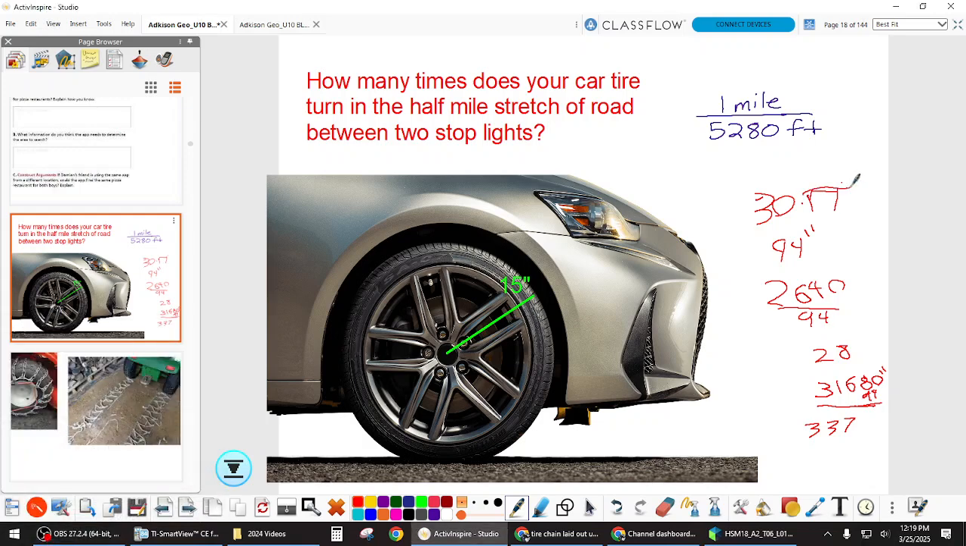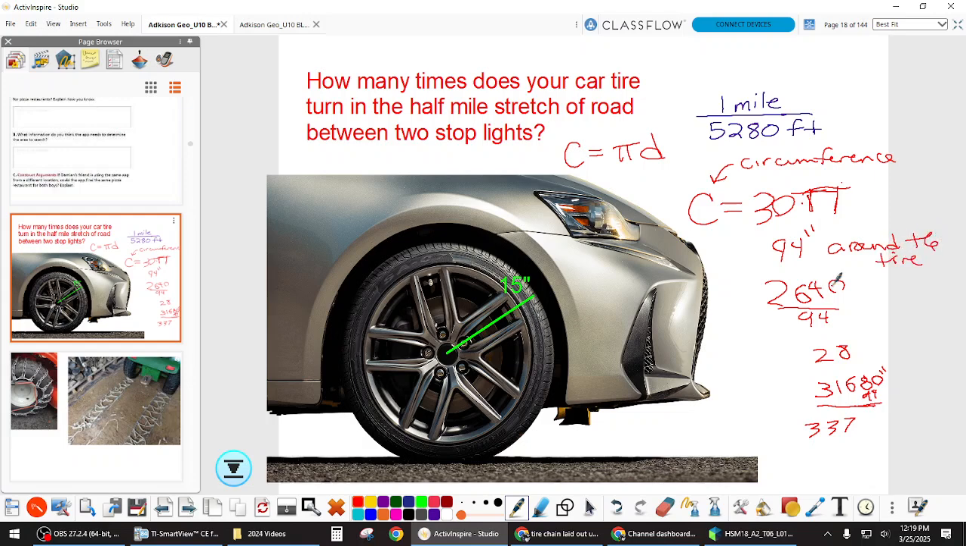So you did 30 pi. That's the circumference, right? Yep. Why did he do 30, everybody? Yeah, good job. So pi times diameter. So 30 is the diameter. And then he got 94 inches around the tire.